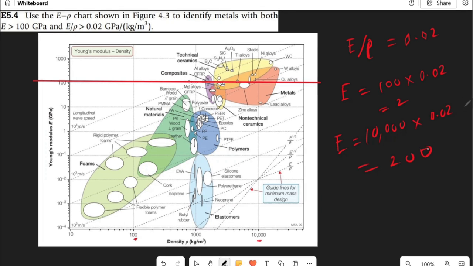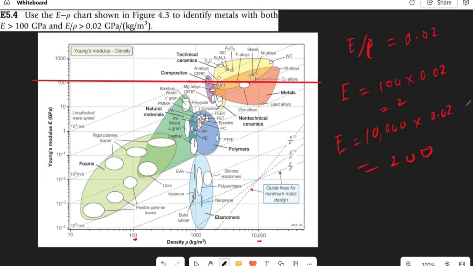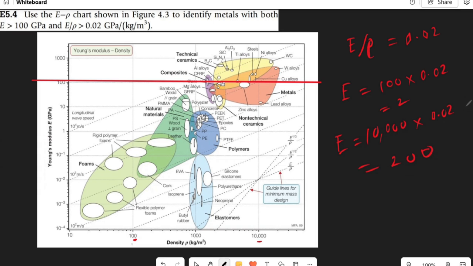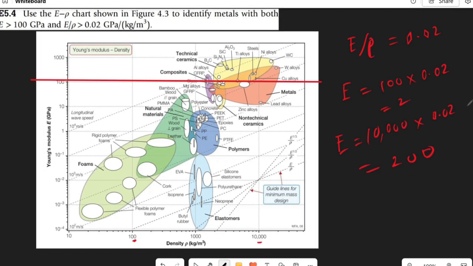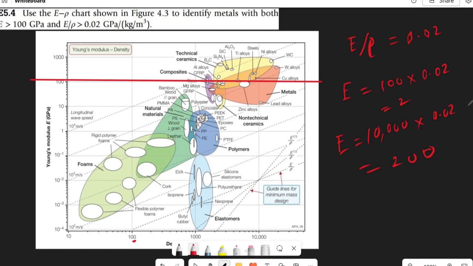200. So we'll now look for these points in the graph. First point, 100 and what? 2. So when density is 100, our Young's modulus is 2. So we get our ruler as well. Same thing. Get your ruler.